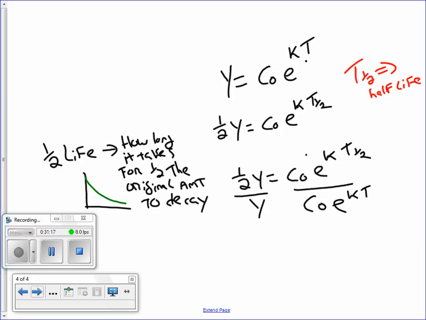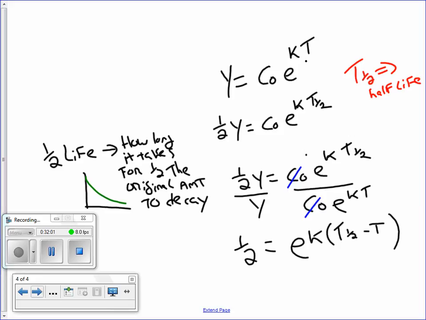I can do that. So what's 1/2 y divided by y? 1/2. What happens to my c sub zeros? They cancel. What's e? I get e to the k times the half-life over e to the kt. If you're dividing, you subtract the exponent. So it's e to the k times the half-life minus kt.